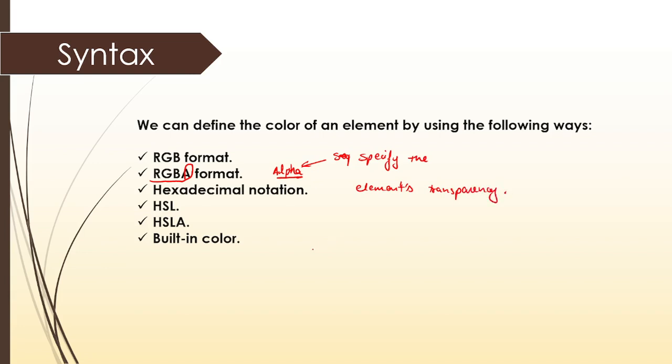Okay, the value of alpha ranges from 0.0 to 1.0, in which 0.0 is what? 0.0 is the fully transparent value, and 1.0 is not transparent at all. So all these points are very important from your examination point of view. Okay, so let's move to the practical section.